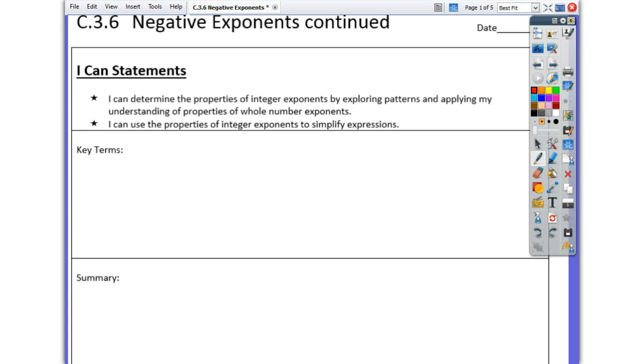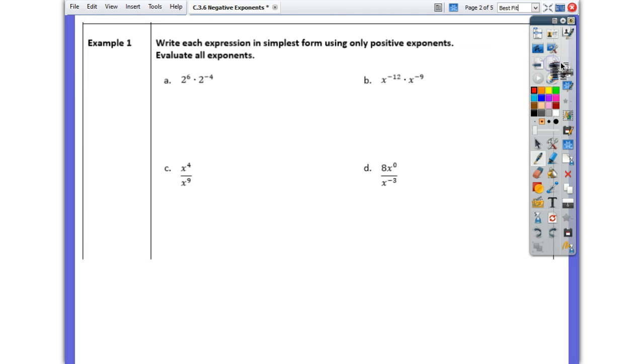Lesson 6, Negative Exponents continued. We're going to go over the same I can statements as we had yesterday. We're going to continue on those. Now today we're going to add multiplying in before we do any simplifying of the negative exponents or the zero exponents.